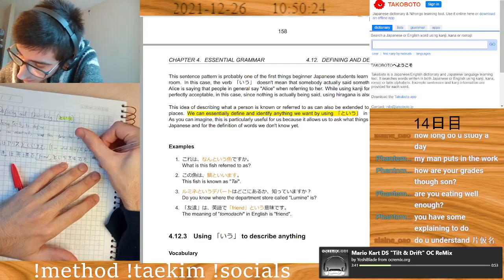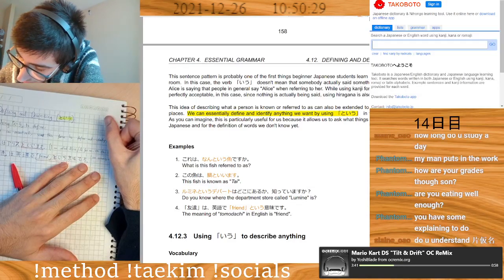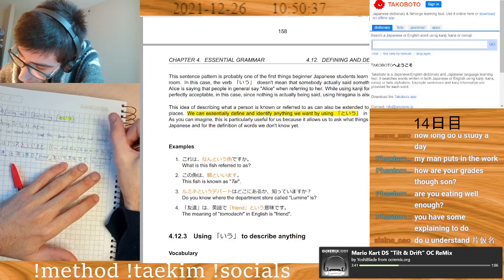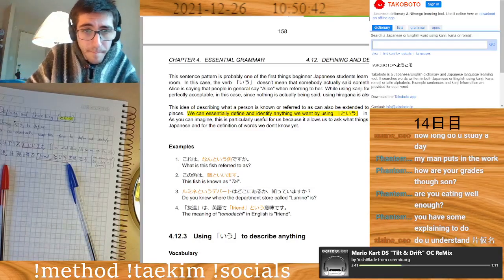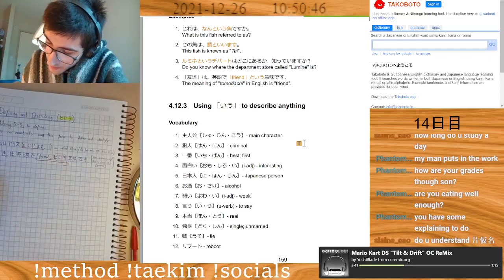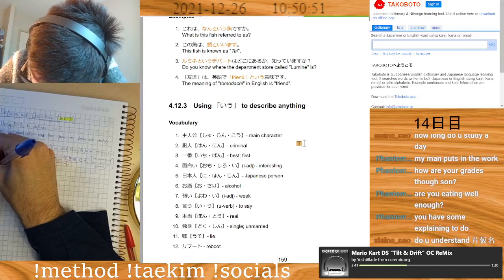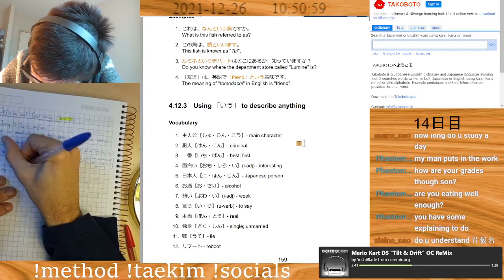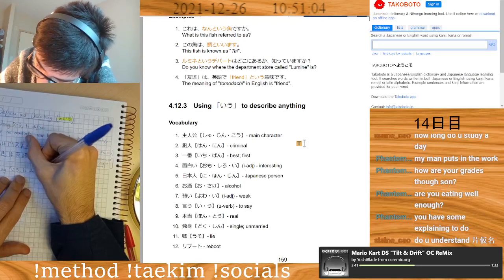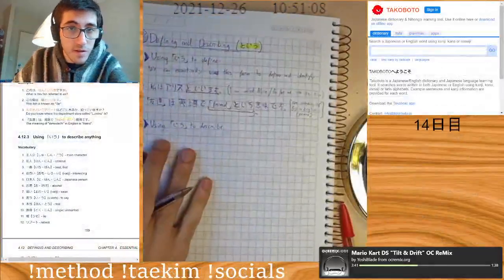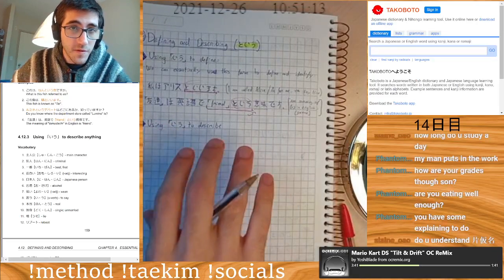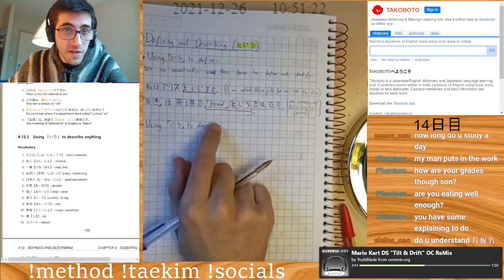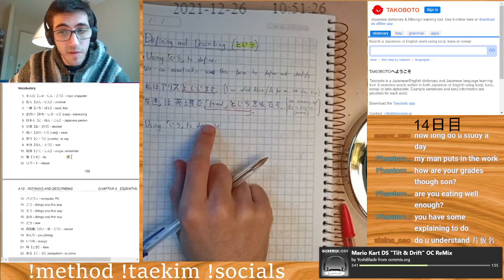So using toyu to describe anything. I'm just gonna write using toyu to describe. Is there a better angle or something? Would you rather watch me take these notes or pay more attention to the book? I never know. I'm trying to make my notes as clean as possible though, for me at least, given my standards.